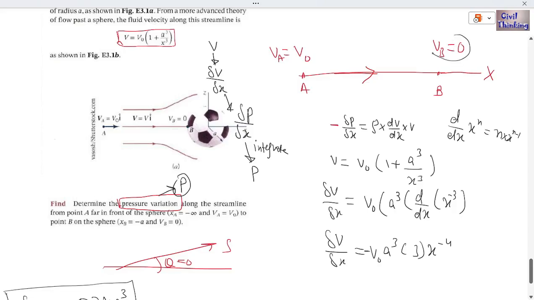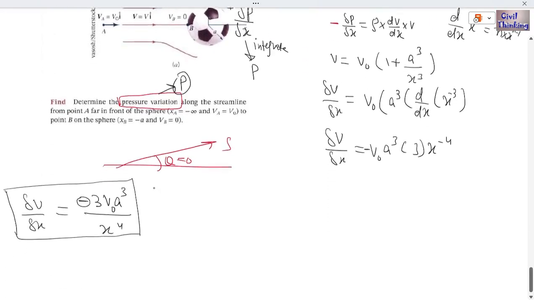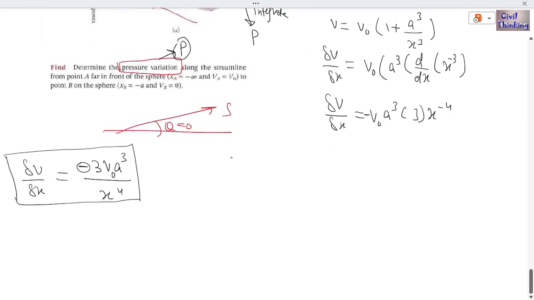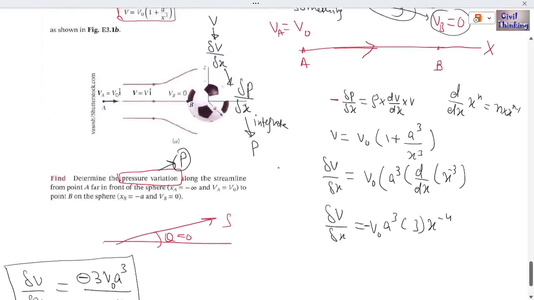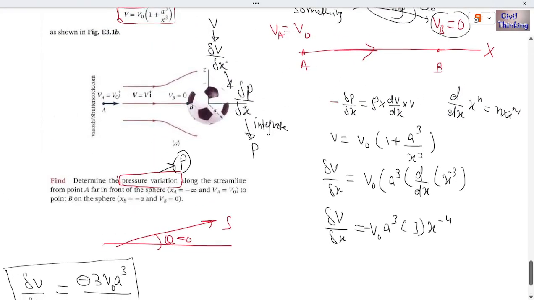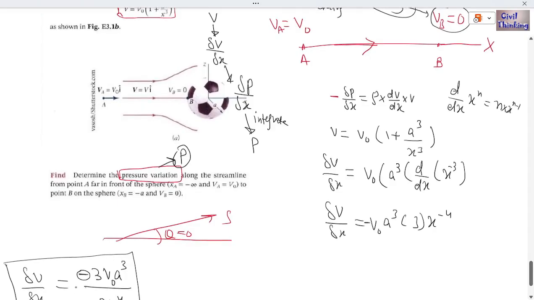Indeed, when we move, the velocity, as you can see here, is 0 here and something here. So from some v naught to 0, how is it going to happen? It is going to happen only when the velocity is decreasing. So it means we are doing things right. Anyways, that is not our point of interest. We found delta v by delta x to be this.